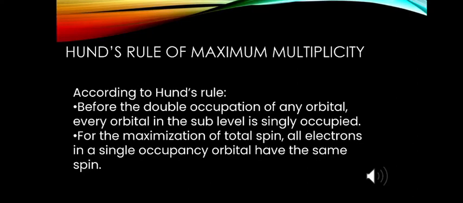So we don't have to fill the very first level completely, we have to first singly fill each and every sublevel. That is, first 1 electron in 3px, 1 electron in 3py, and 1 electron in 3pz. And the second point states that for the maximization of the total spin, all the electrons in singly occupied orbitals have the same spin. That is, if we are filling the electrons one by one in each of the sublevels, we have to keep the spin of these electrons in these sublevels the same.